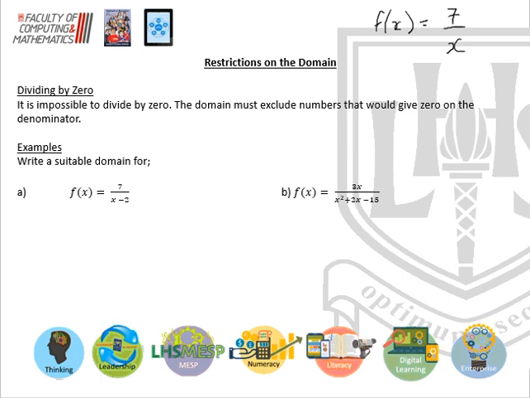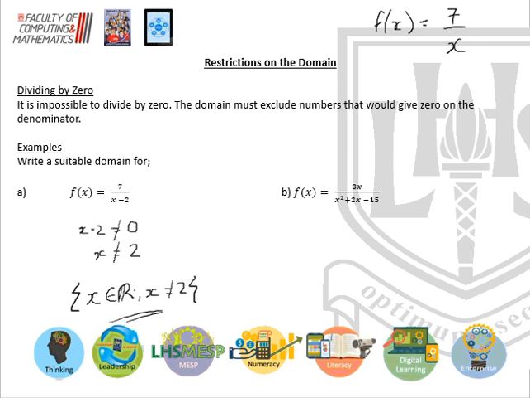So here, f of x is 7 over x minus 2. We do not want the bottom to be 0, so we do not want x minus 2 to be 0, which means we do not want x to be 2. So if I was to write my domain properly in set notation, I'd say x can be anything in the real numbers, but x cannot be 2. It can be anything at all, but it can't be 2.